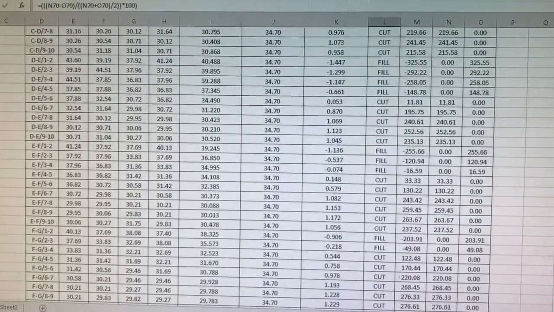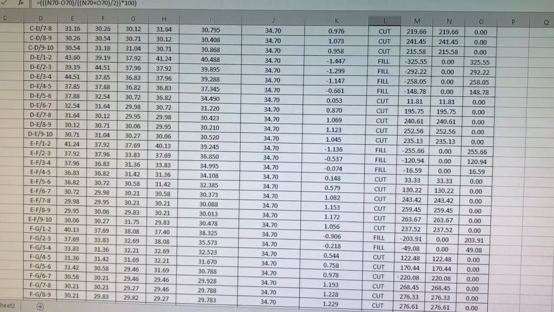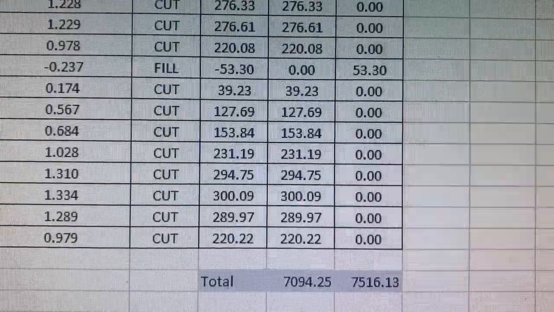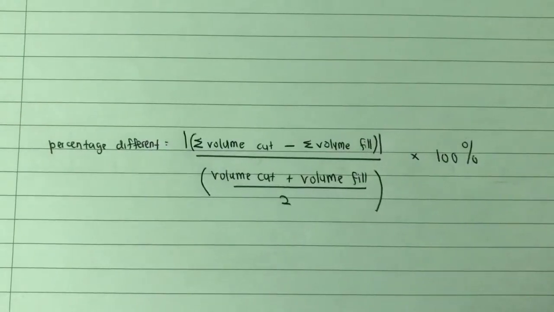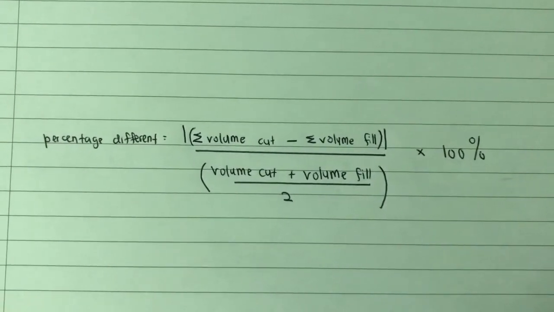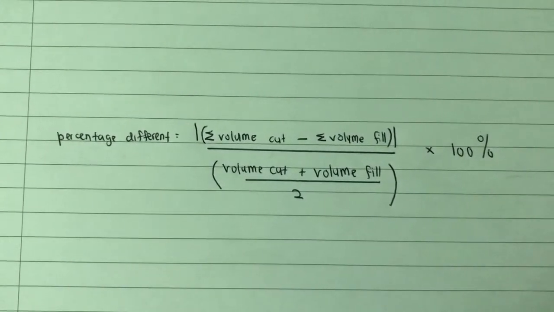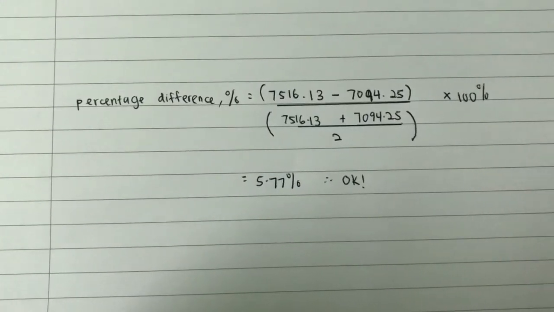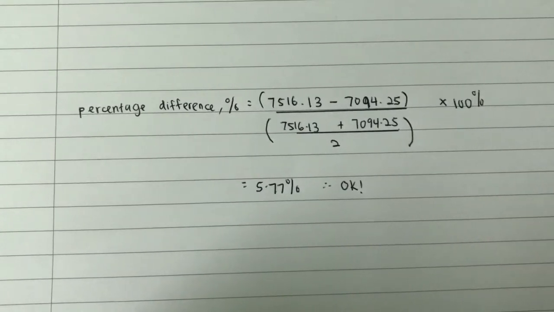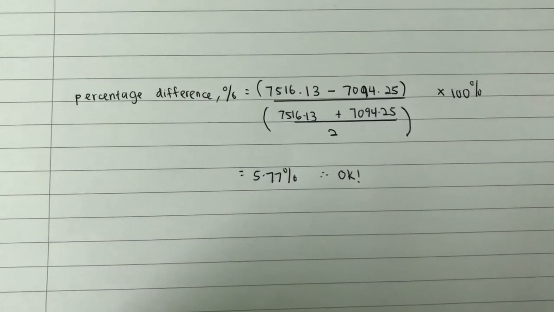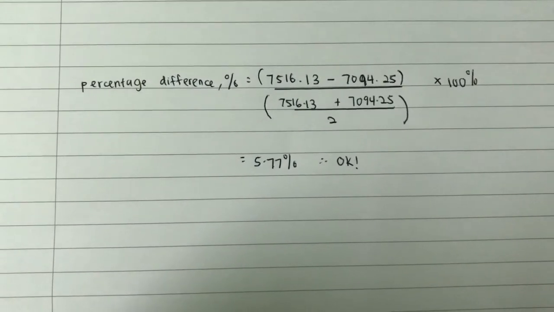Calculate the other boxes in the grid line by using Excel. Next, total up all the volume of cut and fill for all boxes. After that, we need to calculate the percentage difference, which the formula is modulus of total volume cut minus volume fill, divided by volume cut plus volume fill divided by 2, times 100%. Next, by using the values we got from Excel, we calculate the percentage difference. So the percentage difference we got for this design is 5.77%, which lies between 0 to 10%. This means that the platform level proposed is acceptable.